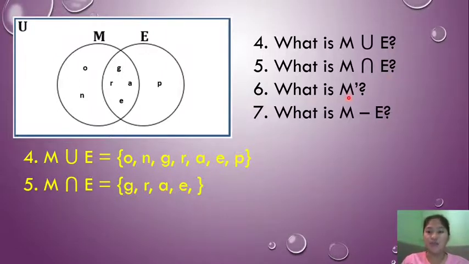And for question number 6, what is M complement? So what is a complement again? Those are the elements found in the universal set which are not found in the given set M.